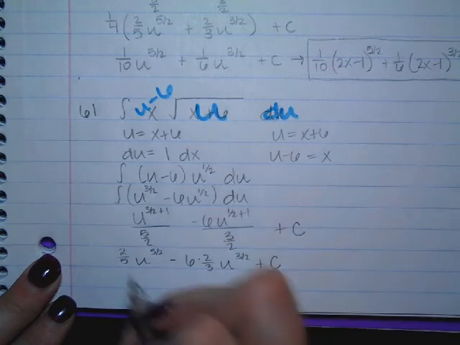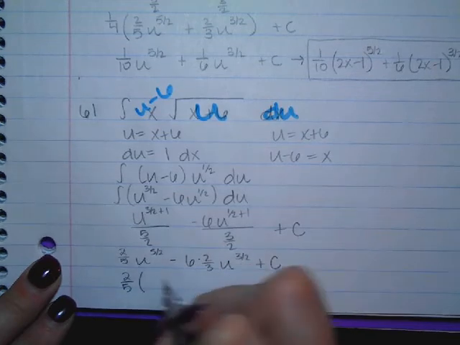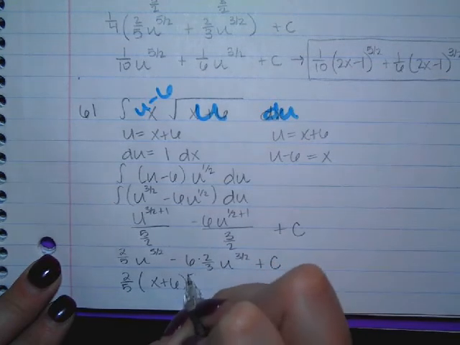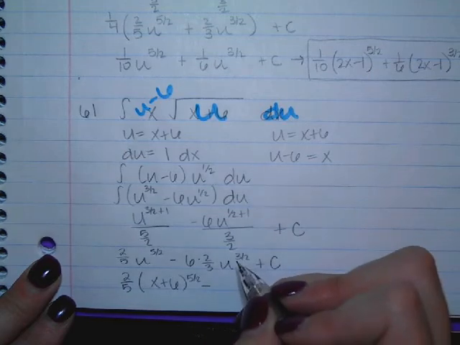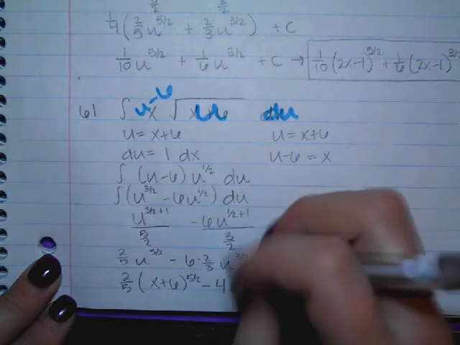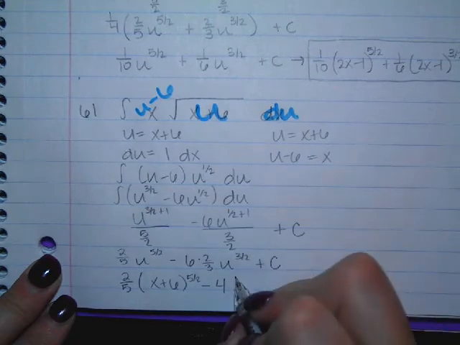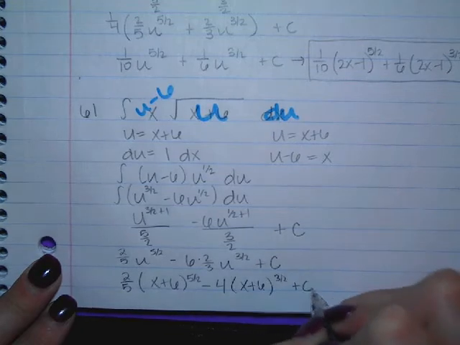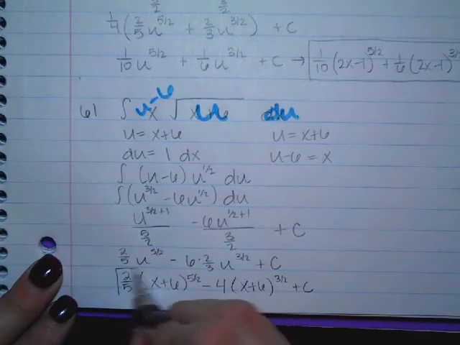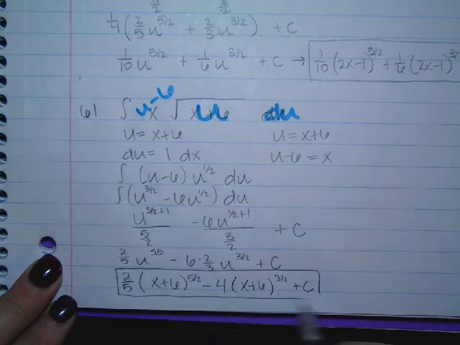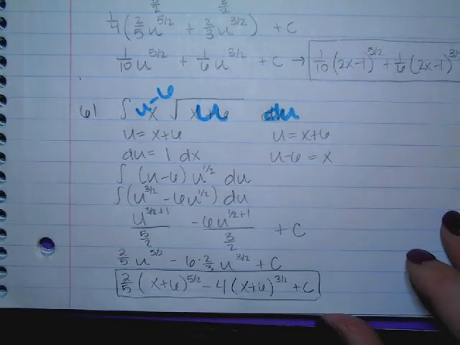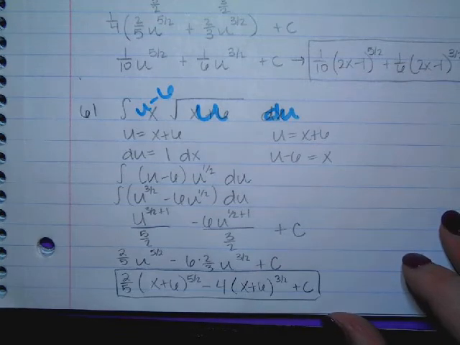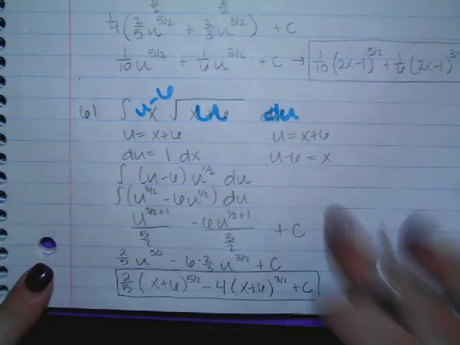Two fifths u to the 5 halves. That's 40. Don't forget about plus C. You only need plus c in your final answer. True, if you're writing it all. Well, actually, if you're doing an FRQ, you need it all the way through because you're mathematically incorrect if you don't have it at any one point. Thinking like a mathematician, right? A mathematician would be like, actually, you need to have it all the way through.